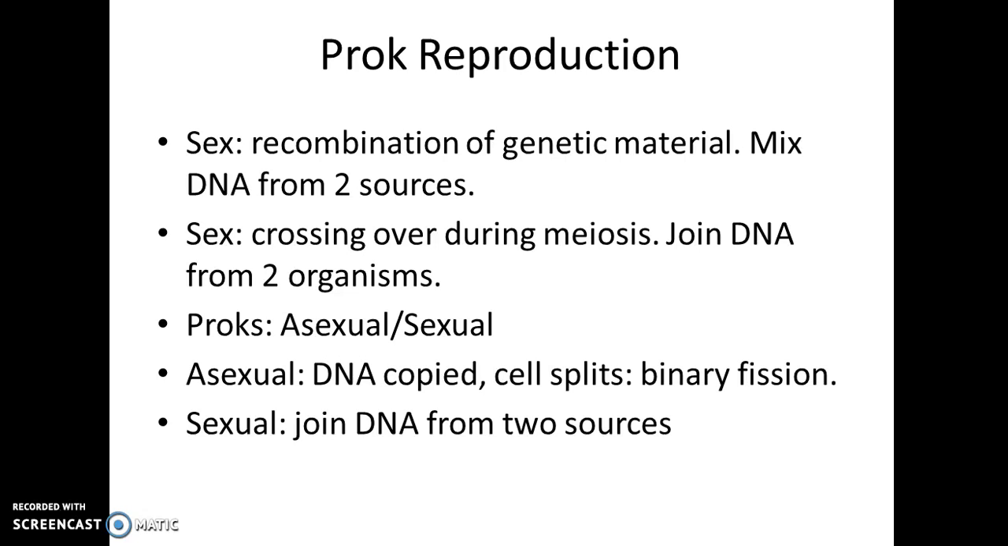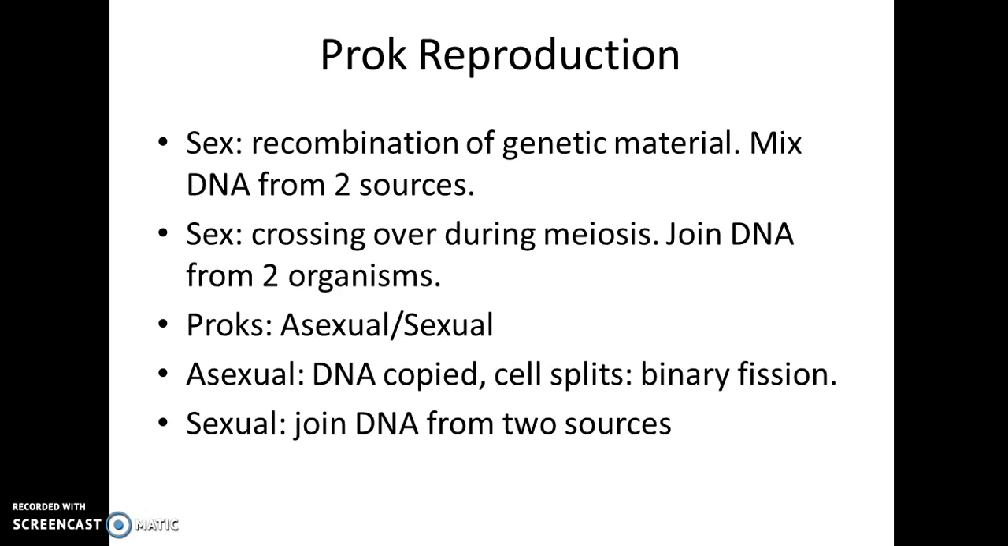Now, females or female individuals, before you're born, all 500,000 of your eggs will cross over prior to your birth, so you will not have sex anymore. Males, on the other hand, are constantly producing sperm, which are crossing over in meiosis, so males are constantly having sex.